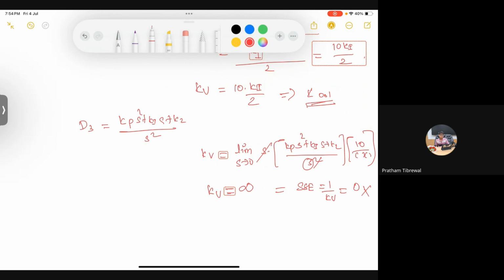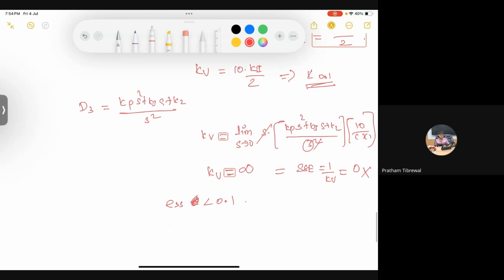Now we know the steady state error ESS should be lesser than 0.1. What we got so far is Kv, we know it's 0.1. So ESS will be 1 by Kv, which is 1 by 0.1. This will give you 10, right?